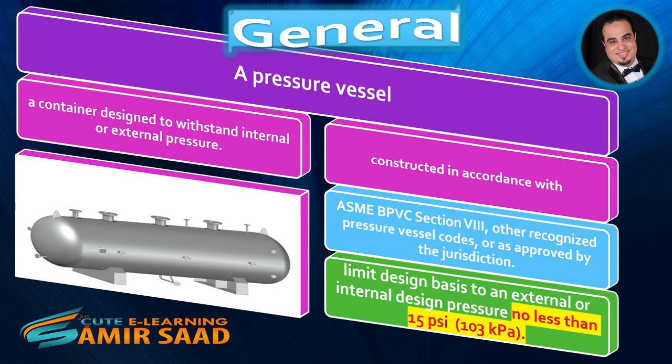General. A pressure vessel is a container designed to withstand internal or external pressure. The pressure vessels may have been constructed in accordance with ASME Section 8, other recognized pressure vessel codes, or as approved by the jurisdiction. These codes typically limit design basis to an external or internal design pressure no less than 15 psi. However, API RP 572 also includes vessels that operate at lower pressures.